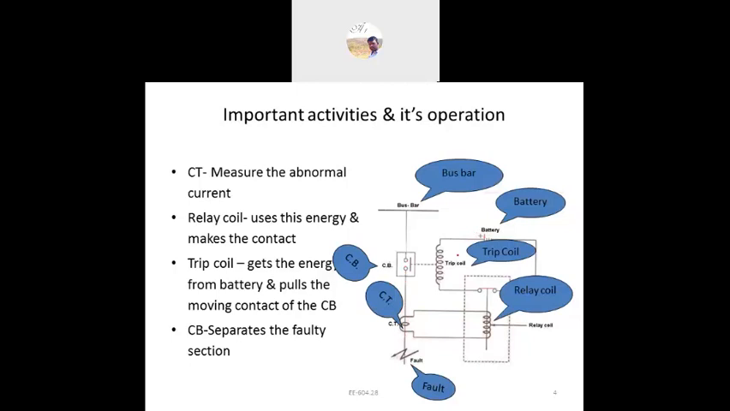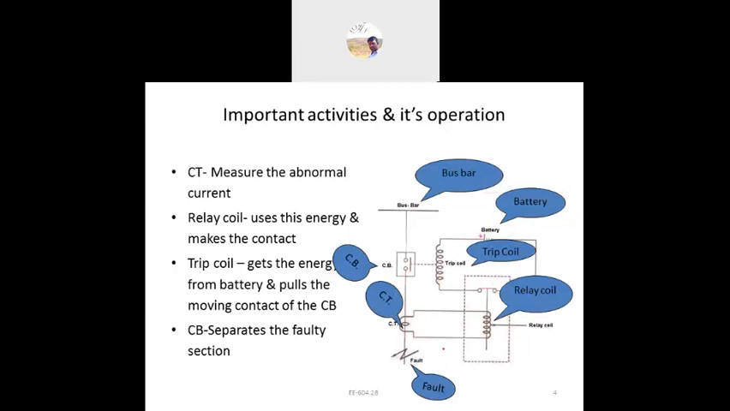This is connected to the relay coil. The CT is directly connected to the relay coil, and here is the trip circuit. This is the trip coil, the relay trip coil. Here is the battery, the source which is required, a DC source, to operate the circuit breaker. To operate the circuit breaker we need energy, so the DC battery source is connected.